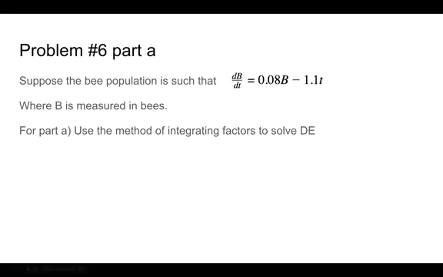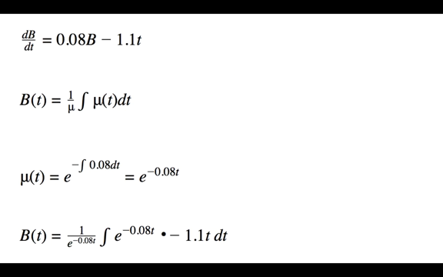It says suppose the B population is such that dB over dt equals 0.08b minus 1.1t, where b is measured in b's. For part A, use the method of integrating factors to solve the differential equation. So we have dB over dt equals 0.08b minus 1.1t.